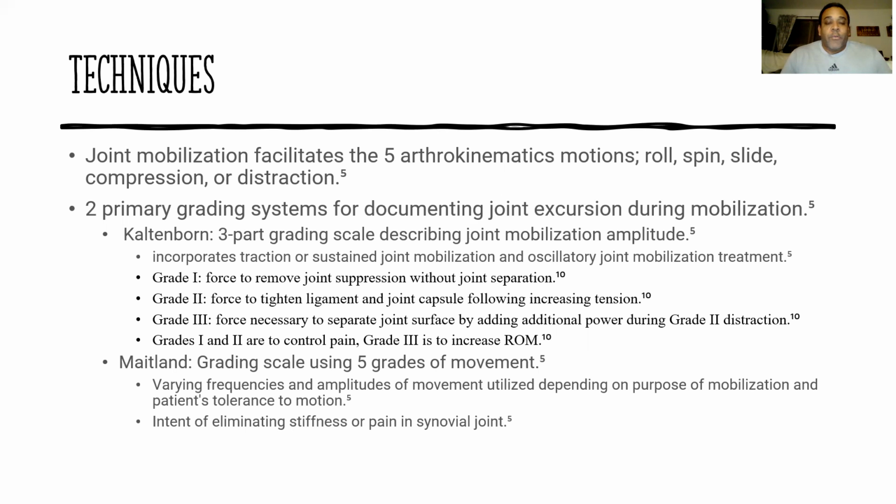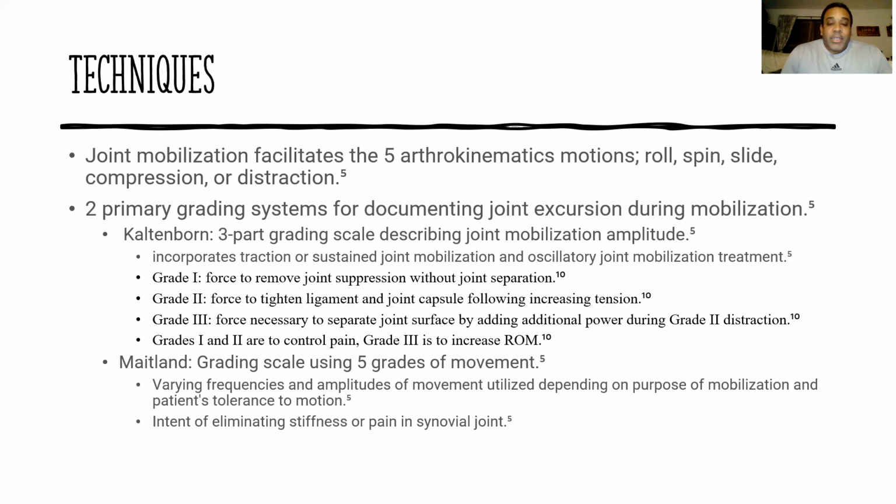So grade one is force to remove joint compression without joint separation. So that's that light, gentle oscillation of the joint, but you're not getting any separation at the joint. Grade two is force to tighten the ligament and joint capsule following increased tension. So with grade two, it's another oscillatory, but you're going to get a little bit of separation, just enough to put a little tension on that capsule and on those ligaments.